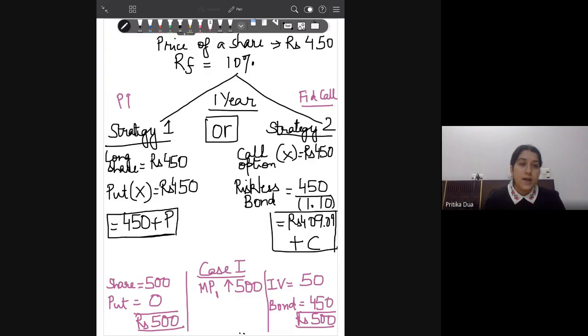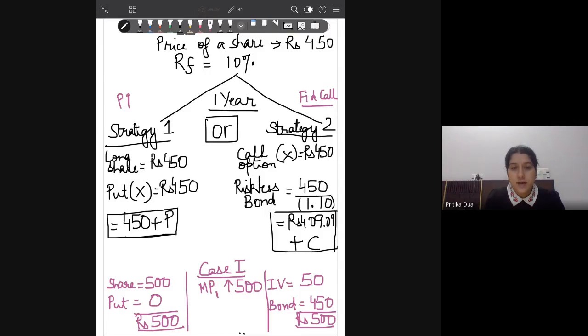Under protective put, you go long on a share, you purchase the share, you pay 450 rupees, and at the same time you purchase a put option with an exercise price of rupees 450. So whatever the fluctuation in the market, however much the price falls, if you exercise the put option, you will be able to sell your share at rupees 450. So your outflow in this strategy is 450 paid for the share and P, the premium on the put option.